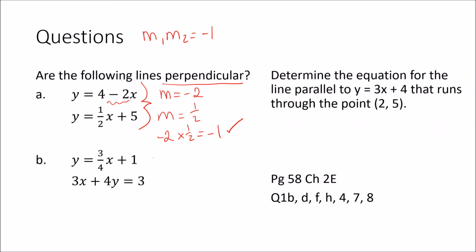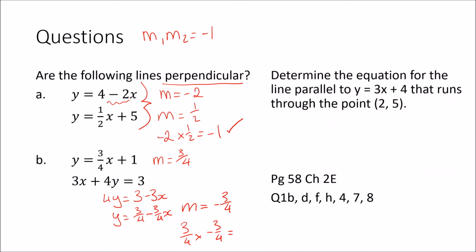So down here we can see the gradient for our first one is 3/4. We need to find the gradient for our second one, so we're going to rearrange it. We're going to take 3x off both sides first, then divide both sides by 4. So we can tell our gradient is -3/4. Then we multiply the two together, 3/4 times -3/4, and that does not equal -1, so these two are not perpendicular.